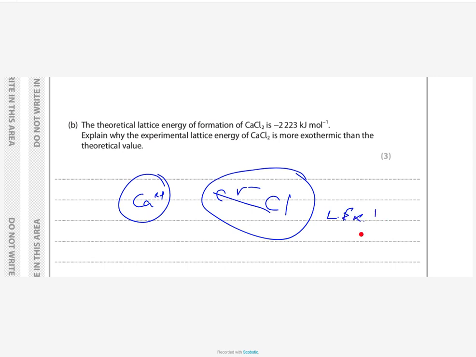Lattice energy is inversely proportional to the sum of the ionic radii, r plus and r minus. With polarization, this energy will drop as a result. Then the difference should be the other way around. This energy will be less. Less exothermic than it should be. There's a small issue here.